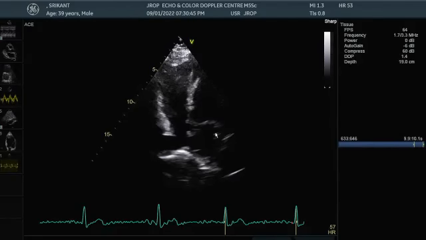To define pulmonary hypertension, we have to calculate the mean pulmonary artery pressure, not the RV systolic pressure. Okay, sir.